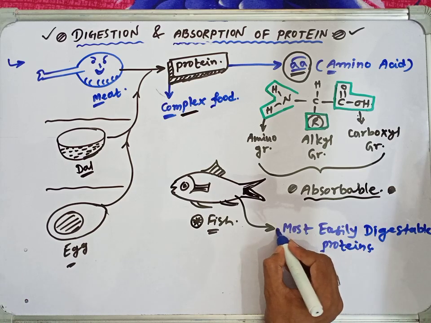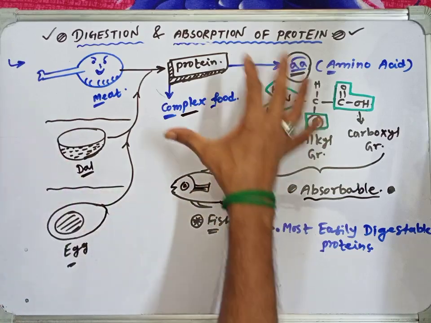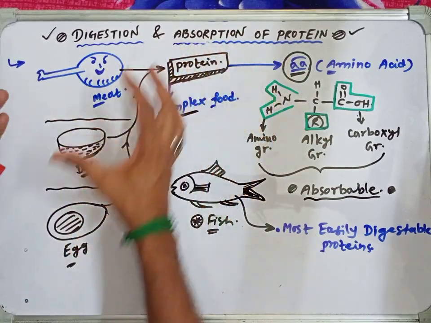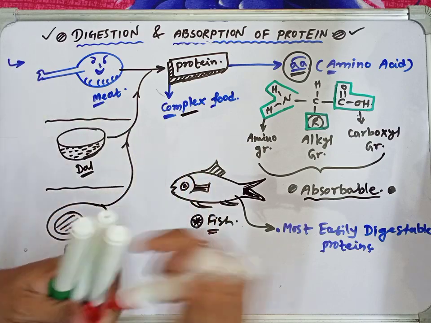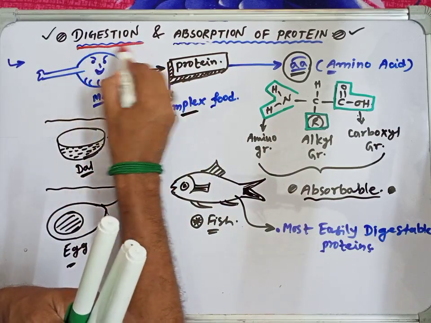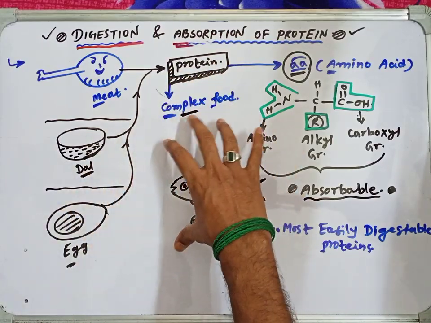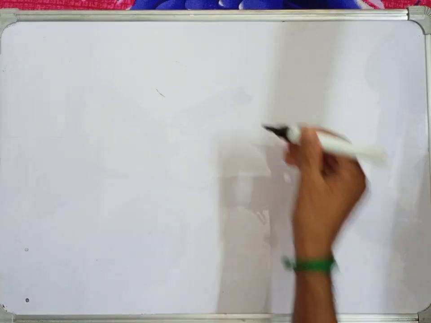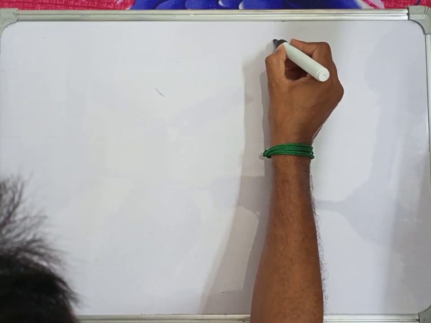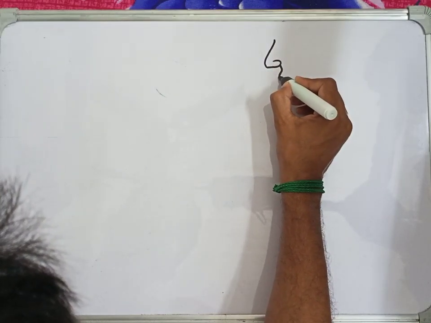Now we have to focus on the basic design of our digestive system. First of all, we have to discuss digestion of protein, and after that absorption of protein. First of all, you have to copy this board, right? Now we have to draw a simplified diagram for you.